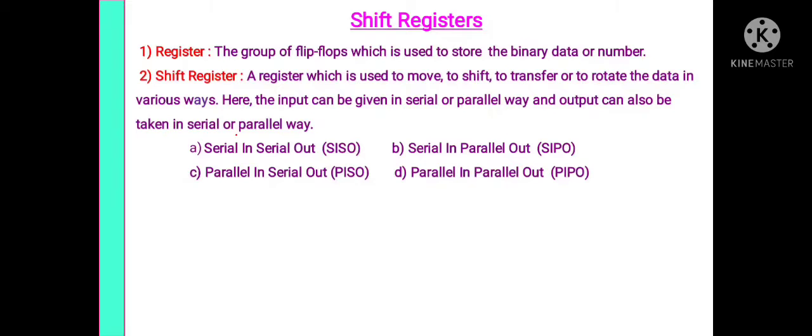So accordingly there are 4 ways of data movement. First is serial in, serial out, in short SISO. Second is serial in, parallel out, which is SIPO. Third one is parallel in, serial out, which is PISO. And fourth is parallel in, parallel out, that means PIPO.